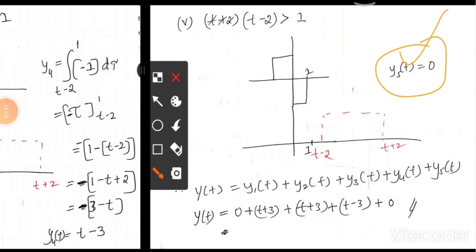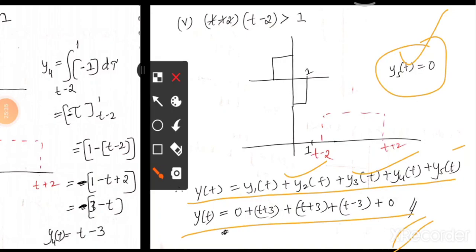You have to verify, meaning shift your signals one by one, like this. Cases you can do. Therefore you have got 5 cases. Then you can write y of t equal to all these signals, which you have got here.